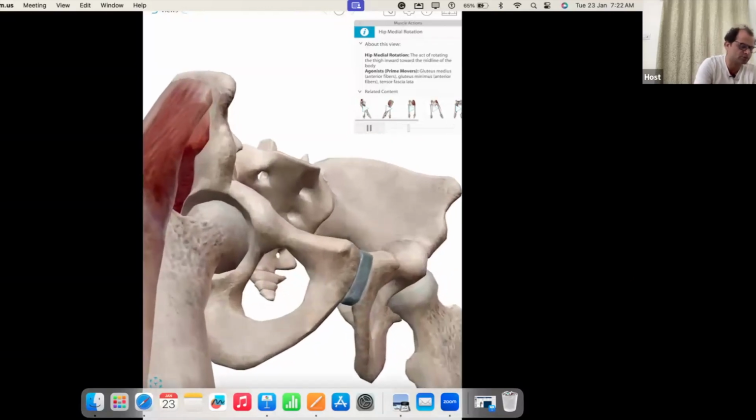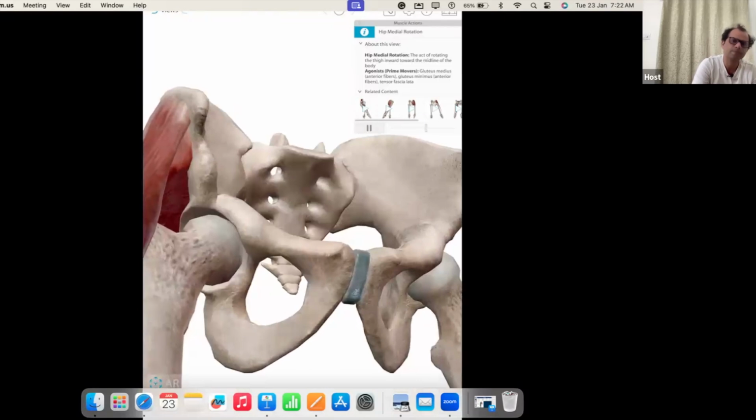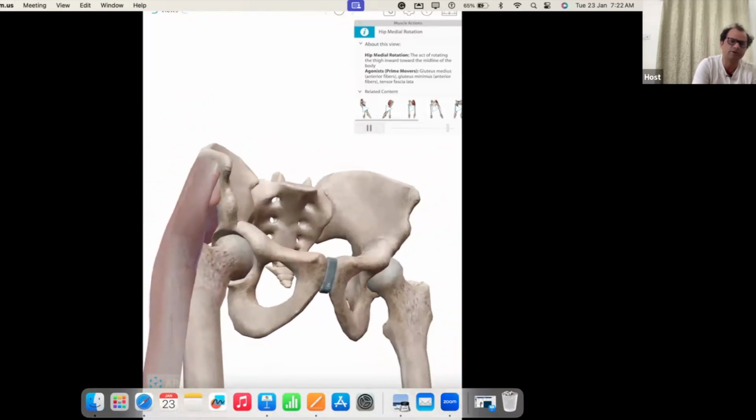Who is moving the hip to the inner side? Who is pushing the hip to the inner side? Who is contracting and the hip is moving to the inner side? So this is called medial rotation. Medial rotation कौन कराता है?